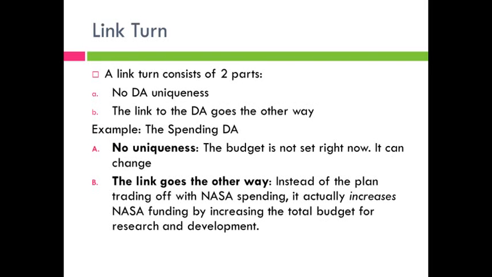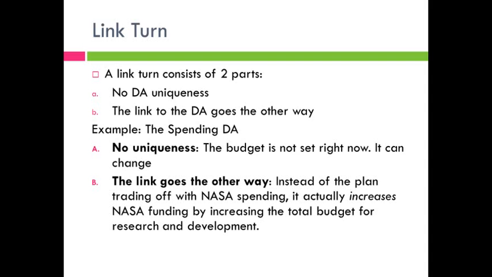Alright, so let's talk about the link turn. The link turn's a little bit more confusing, so I'm going to go a little bit slower and try to explain things a little bit more as I go. Alright, so a link turn consists of two parts. The impact turn was just one part, right? It was just dealing with the impact. Well, the link turn deals with uniqueness and also the link, okay? So to have a link turn, you must have these two parts.